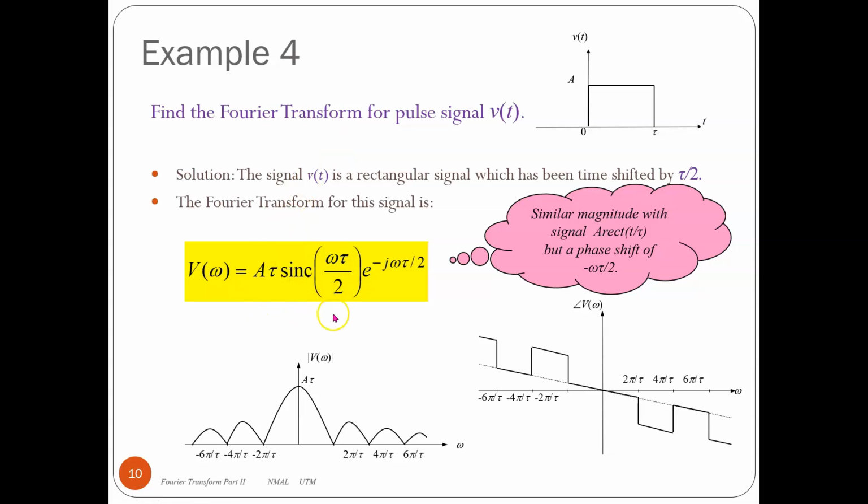We obtain this formula from the table, and then because this is shifted by tau over 2, we have to multiply by exponent negative j omega tau over 2. Basically, this has a similar magnitude to the signal A rectangular t over tau, but we have a phase shift of negative omega tau over 2. So when we plot the magnitude, this is the sinc function on the positive side with the same amplitude, which is A tau, and the phase here is shifted by negative omega tau over 2.